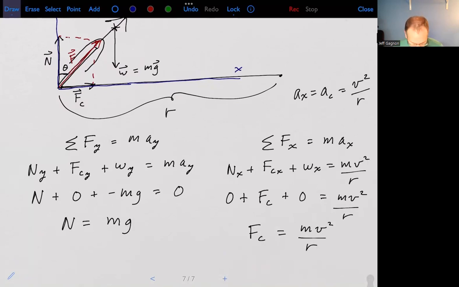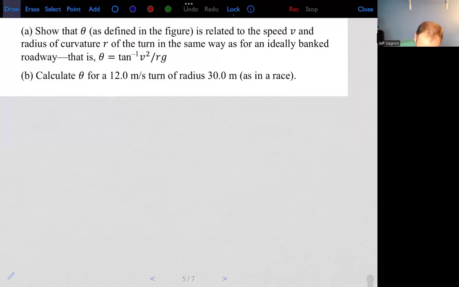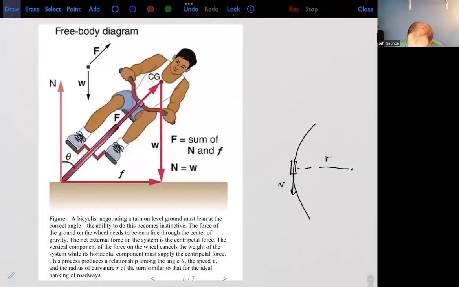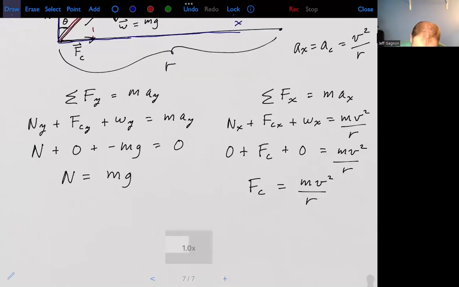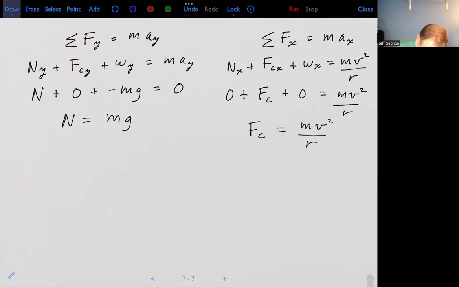Okay, now how am I going to find the angle? Because remember, the ultimate question was to figure out that angle. If we go back to the question here, we want to show that theta is equal to that equation, inverse tangent of v squared over rg. Well, to get that angle, we have to do a little bit of trigonometry now. I'm going to draw this. So this is my F, my force.